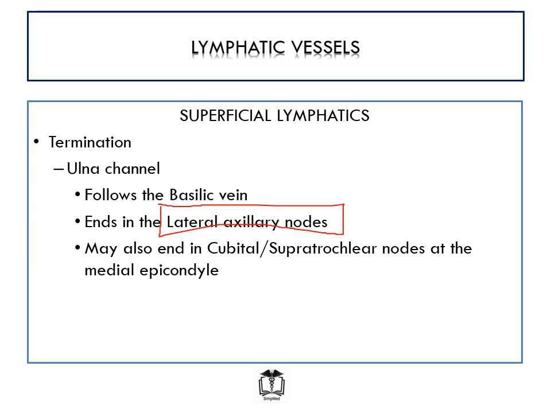Some part of the ulnar channel may drain into minor lymph nodes that are not found at the arm. These are lymph nodes that are found very close to the elbow. This includes the cubital or supratrochlear lymph nodes found at the medial epicondyle. So we have some ulnar channel ending at that supratrochlear lymph node at the elbow, and we have most of them ending at the shoulder, the axilla, particularly at the lateral axillary lymph node.